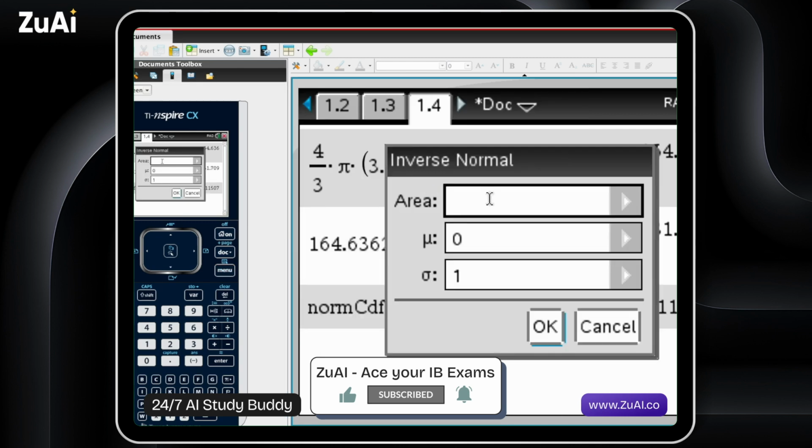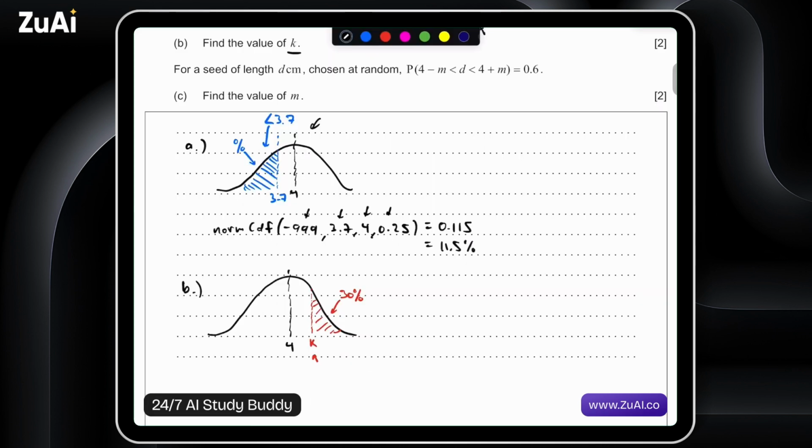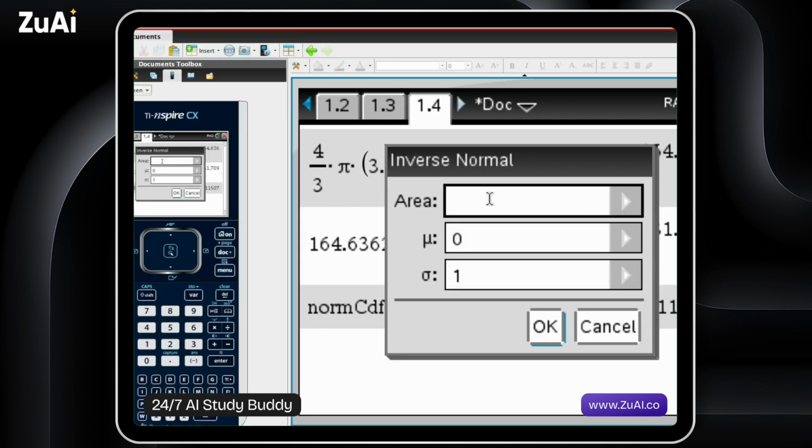So the area under the curve, actually going to go back to the document one sec and just explain something. So our calculator sweeps out from left to right. If we would just put 30, the calculator sweeps from left to right and it would actually work out this value right here. But we want the calculator to sweep through 70% so that only this 30% is remaining. So to go back to the calculator, the area is going to be 0.70.